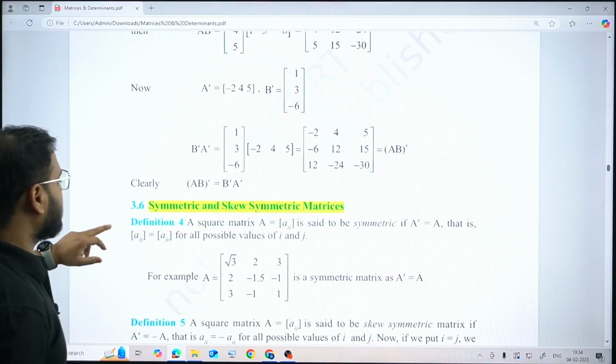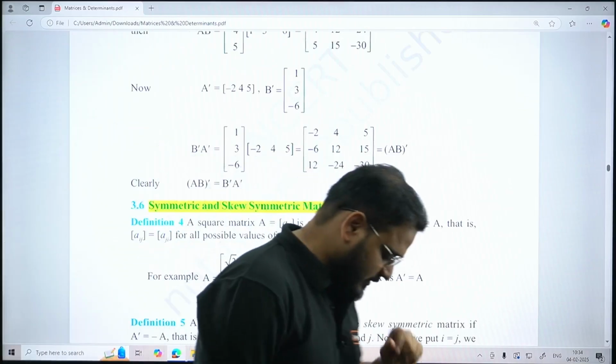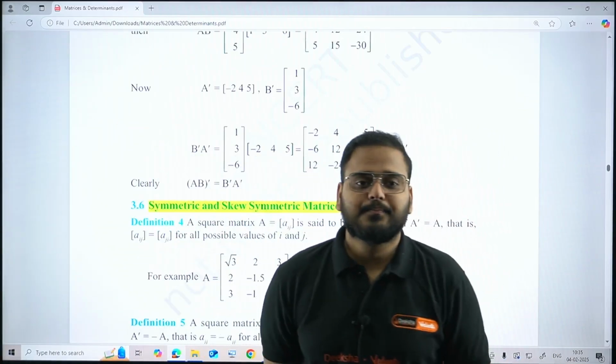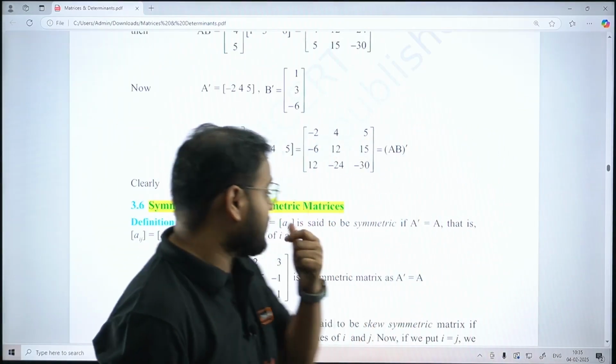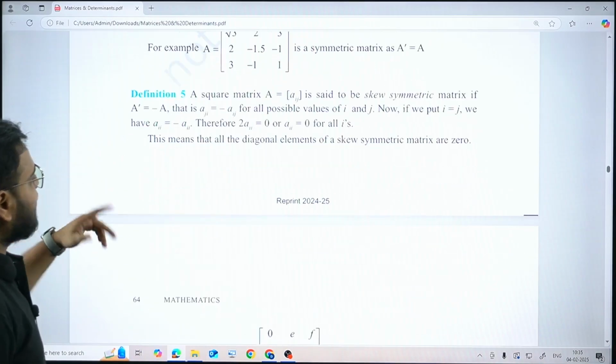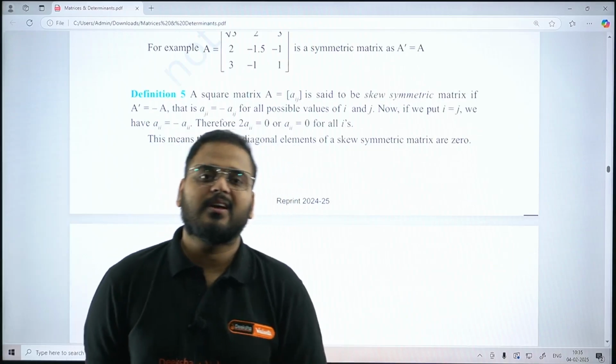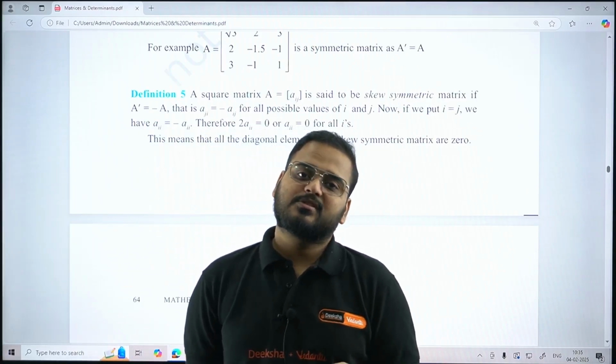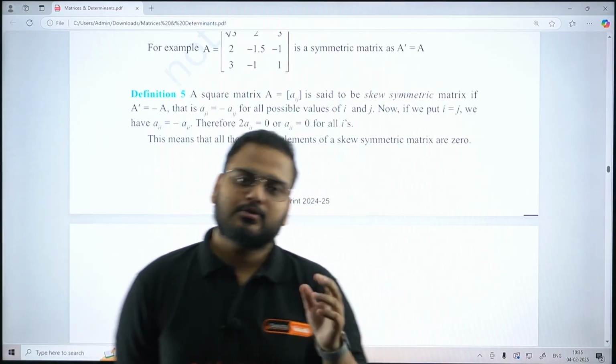Example number 21. You solve this part, sir. This question is coming all the time. Symmetric and skew symmetric matrix question is coming, sir. From here, you have to solve this. You have to learn this. They'll give you a matrix, whether 2 cross 2 or 3 cross 3, and they'll ask you to prove or write in terms of skew symmetric or symmetric matrices. So you have to do that.